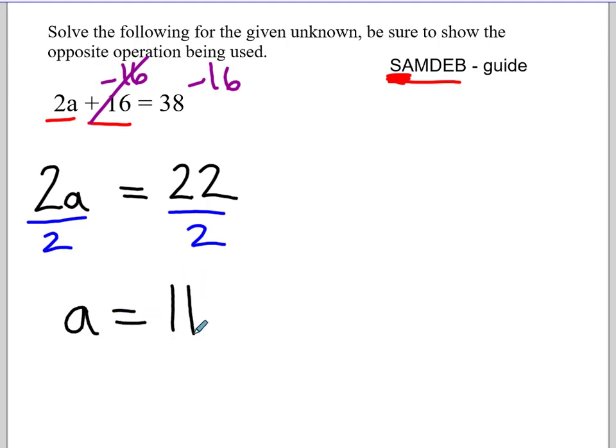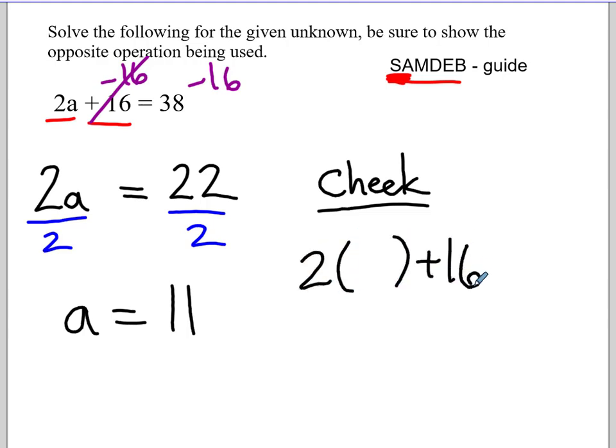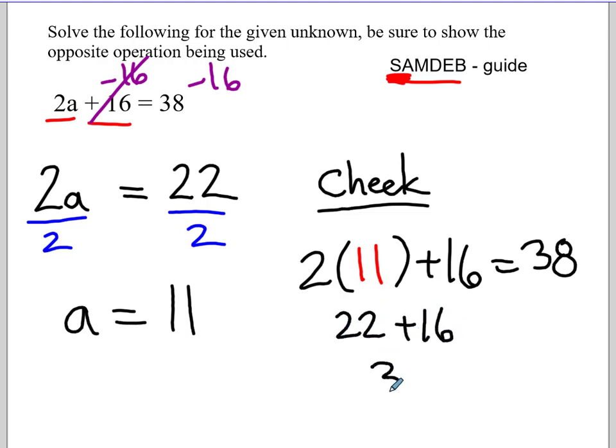Okay, now if you wanted to, you could do a check. And I won't do that here too often just because it takes up too much time from the video side of things. You take your original expression and you insert or substitute the value you found, in this case 11, and then you check to see if the left side and the right side balance. So 2 times 11 is 22, plus 16 is 38. Those two balance. I know I am correct.